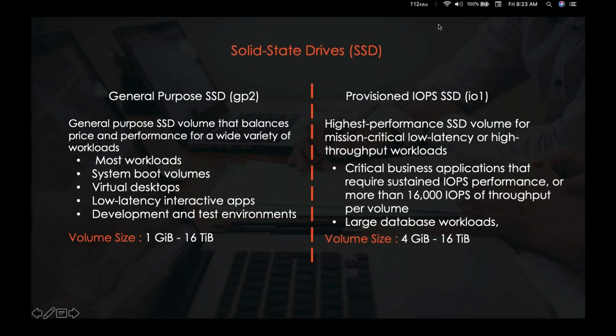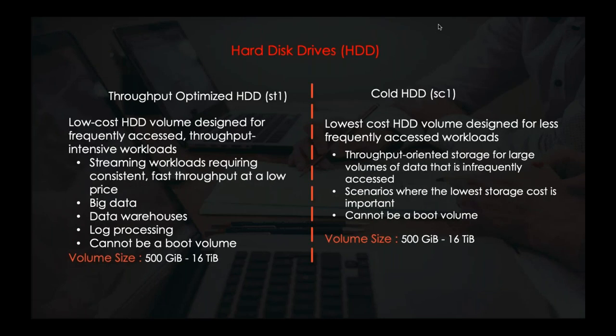Now, both of these SSD volumes can be used to boot your EC2 machines. The second two types of volumes are HDD: throughput optimized and cold HDD. Throughput optimized is a low-cost HDD volume designed for frequently accessed data. The difference between them is that throughput optimized is used for frequently accessed data, whereas cold HDD is used for infrequently accessed data.